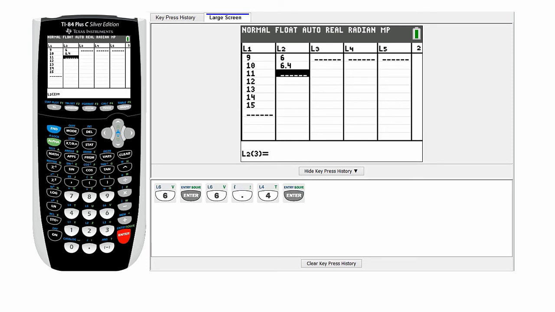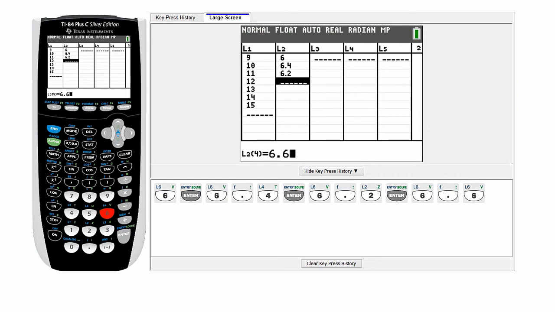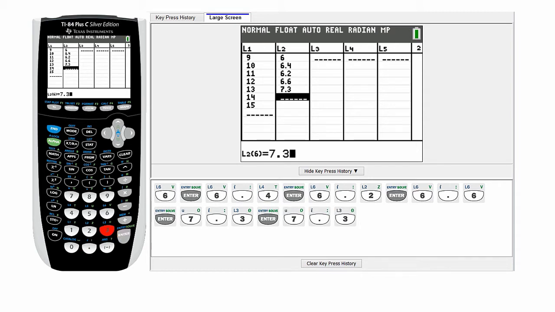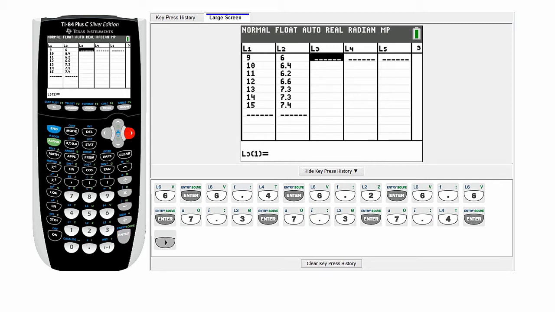6.4, enter. 6.2, enter. 6.6, enter. 7.3, enter. 7.3, enter. 7.4, enter. Arrow over to L3.